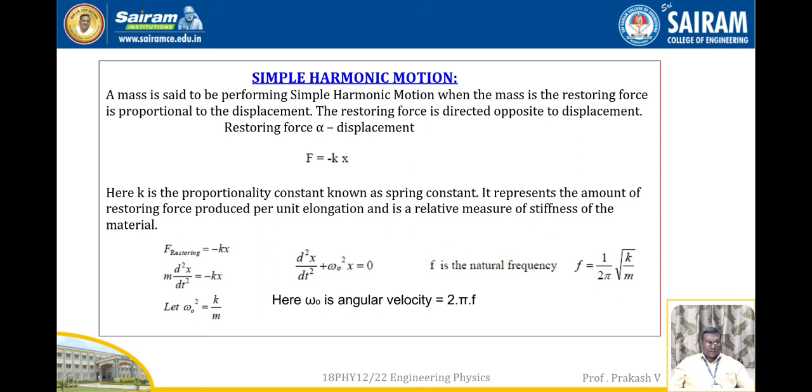If we consider omega naught square is equal to k by m, then the above equation takes the form d square x by dt square plus omega naught square into x is equal to 0. Here omega naught is called the angular velocity, which is equal to 2 pi f, and f is the natural frequency given by 1 by 2 pi into square root of k by m.